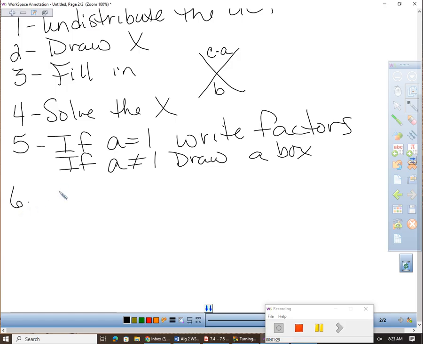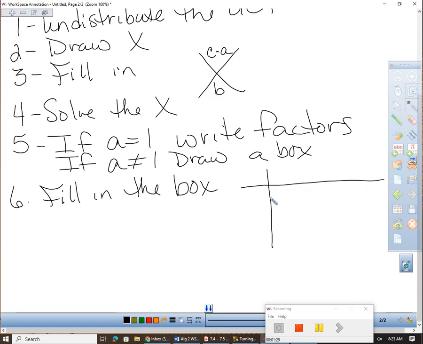Step number 6, we're going to fill in the box. So here's how we fill it in. We have our box. The first spot is the ax squared term. The last spot is our c term. In our diagonal, it is the sides of the x.